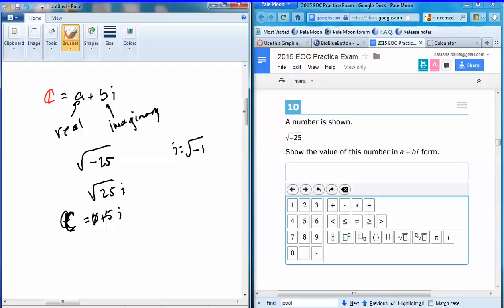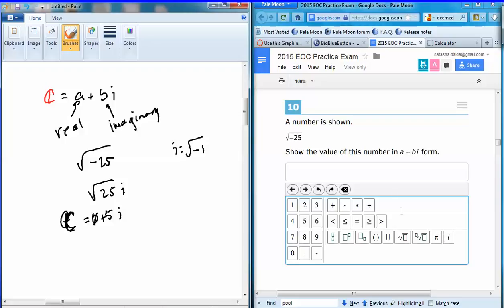I think that what you should put in as your answer is not just 5i, you should put 0 plus 5i, because they ask you to show it in the form of a plus bi. In this particular case, there was no a, so you should put a 0 there. So I would type in the letters 0 plus 5i. I think that they would probably burn you if you just typed in the letters 5i. You see what I mean?